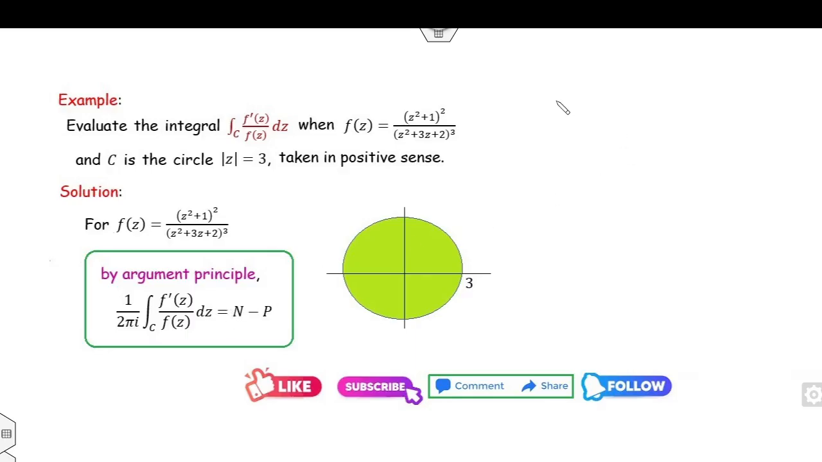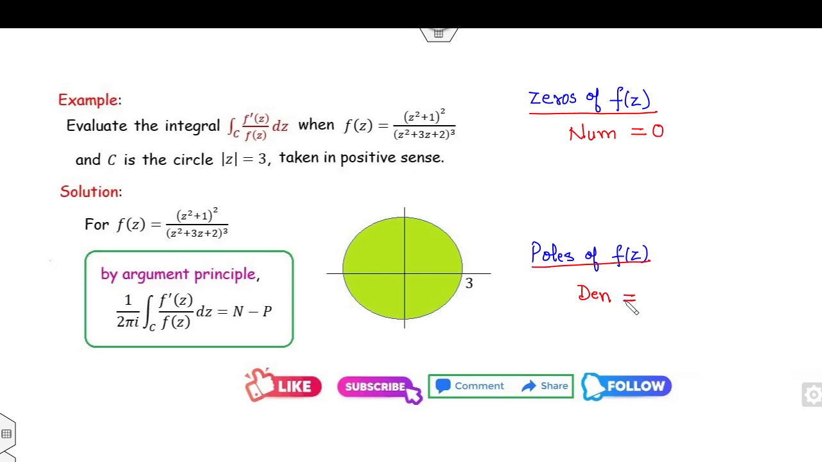Now your target is to find the zeros of f(z) and the poles of f(z). Whenever your target is to find the zeros of f(z), you always consider the numerator part as 0, and whenever you are trying to find the poles, your target is to find the value of z corresponding to the denominator being 0. How can you find the number of zeros? You can see the numerator part is (z square plus 1) whole square equal to 0.